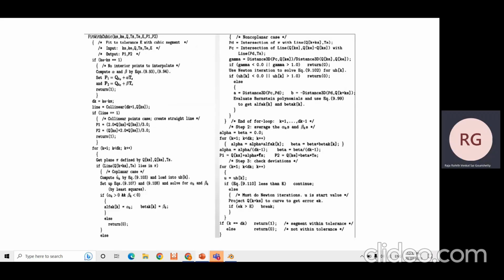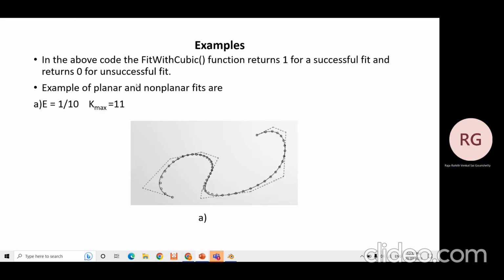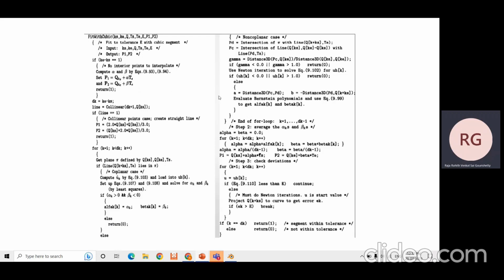Now let's discuss the fit with cubic algorithm. This code is implemented within the function called fit with cubic. This fits the code segment to set up the input points in the given tolerance E. Here the input parameters are Ks, which is the starting index, Ke, which is the end index, Q, which is the array of points, Ts and Te, the tangents at the start and end points, and E will be the tolerance. The output parameters are P1 and P2, which represent the control points of the fitted cubic segment.